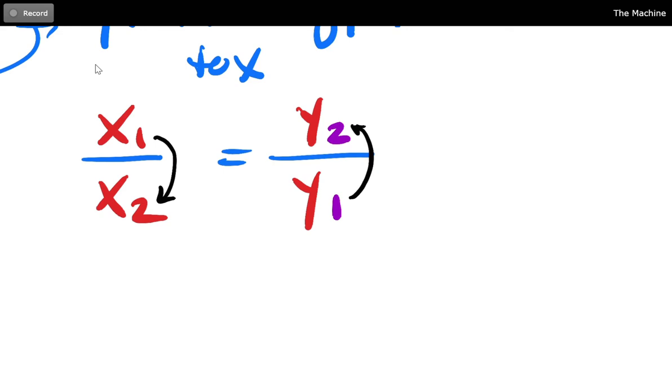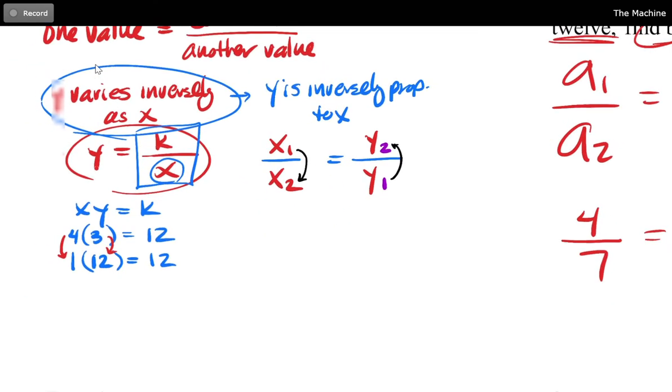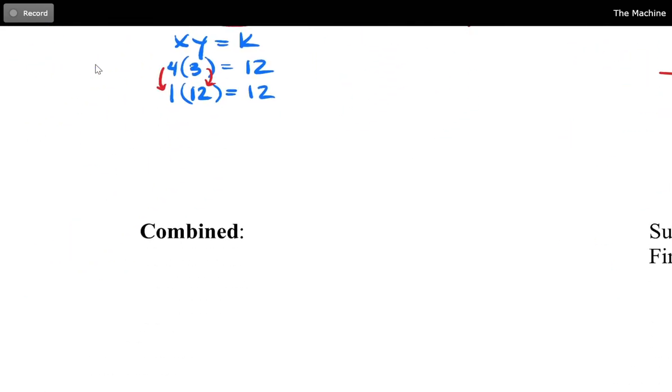Okay, that's inverse. Now, the last one that we're really going to do technically is called combined variation, and that's when you got some on top and some on bottom and things like that. So really, it's kind of something like you got multiple things going here. It's a combination of things. Well, I guess that's why they call it combined. Let's just jump right in.